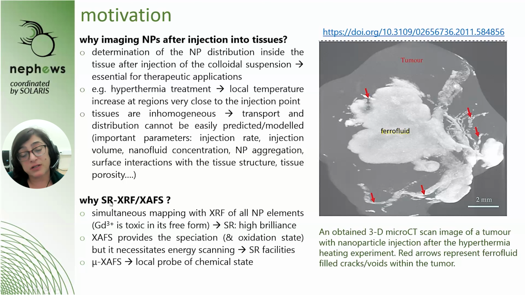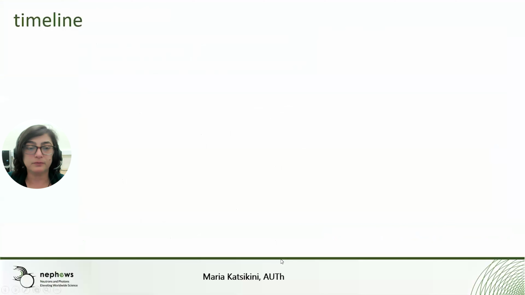Now, why using synchrotron radiation X-ray fluorescence spectroscopy for mapping? Because in this way we can simultaneously map different elements in the sample. For example, vanadium, gadolinium, and europium. And also, by combining with X-ray absorption fine structure spectroscopy, we can obtain information on the speciation, the bonding environment of the different elements in the nanoparticle, and also on their oxidation state.